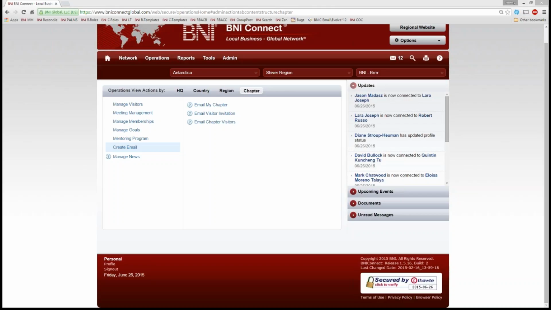Laura says, how do I get the email addresses updated? So actually each member can update their own email address. So the members have access to update their email address. They just need to log in to BNI Connect. They go to their profile, and on their profile, they can update their own email address. So does that help, Laura? Excellent. So it's one less thing that you have to do.